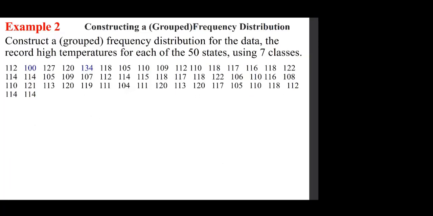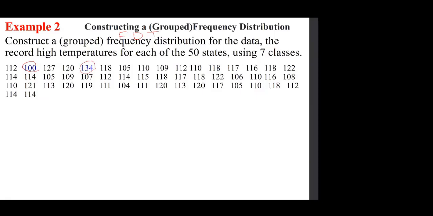So what do we mean by that? Let's look at this simple example, see if we can make some sense out of it. We want to construct a frequency distribution table, FDT, of the record high temperature for each of the 50 states using 7 classes. So we are told how many classes. I have marked the smallest number and the largest in a different color.